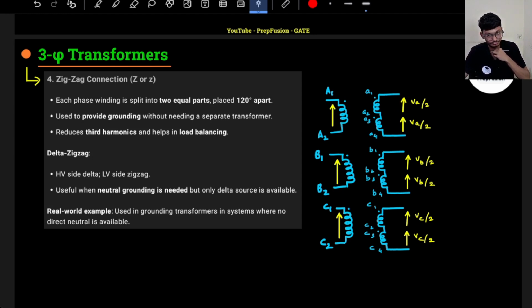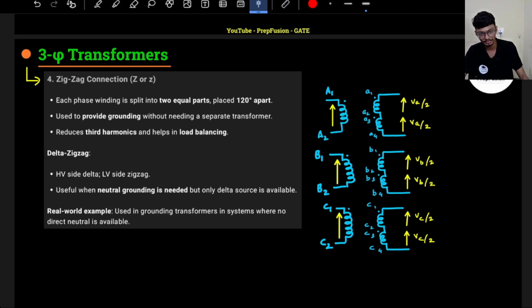We make two parts of our windings, A, B and C winding, on the low voltage side. Let's say this is A1, A2, and this is A3, A4. Each of them produces a voltage of VA by 2. Now I am connecting the half potentials differently. How am I connecting?